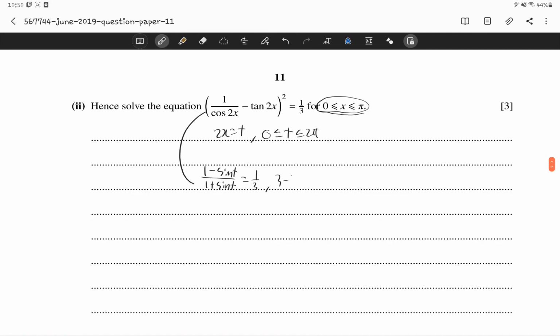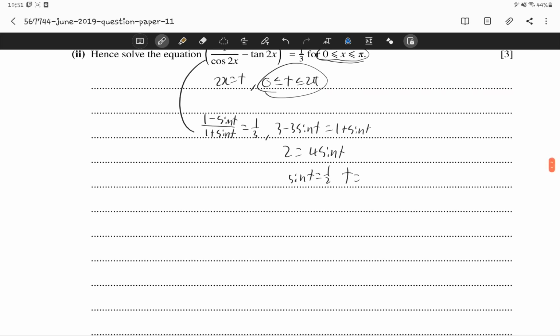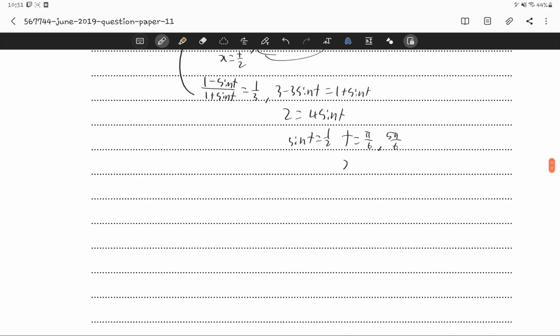This is 3 minus 3 sine t equals 1 plus sine t. That's 2 equals 4 sine t. Sine t equals a half. T equals, in this range, pi over 6 and 5 pi over 6, right? Yeah. Because x equals t divided by 2, x would equal pi over 12 and 5 pi over 12. Yeah.